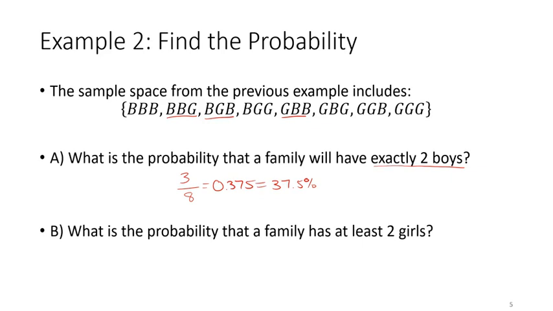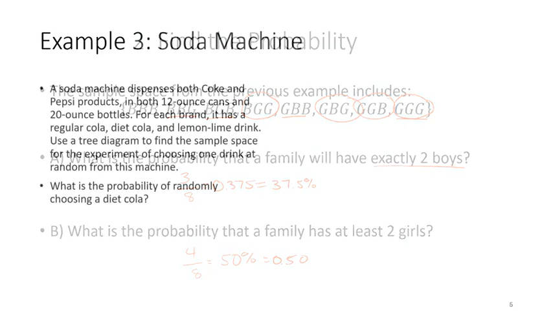If we want to determine the probability that the family will have at least 2 girls, well, we want 2 girls or more. So we can have 3 girls, or 2 girls, 2 girls. And so there are 4 possible ways that can happen out of an 8 total, or a 50% chance, 0.5, that the family has at least 2 girls. So let's practice with another tree diagram.